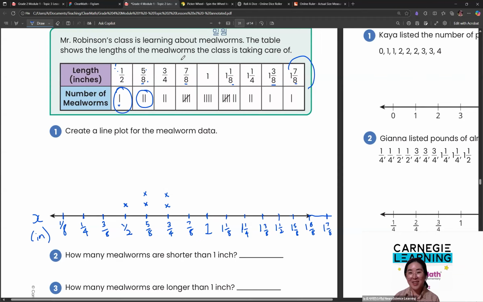Now, Levi, how do you say this fraction here? How do you read it? 7/8. 7/8. Yes, or we can say 7/8. And we spell it like this. 7/8.